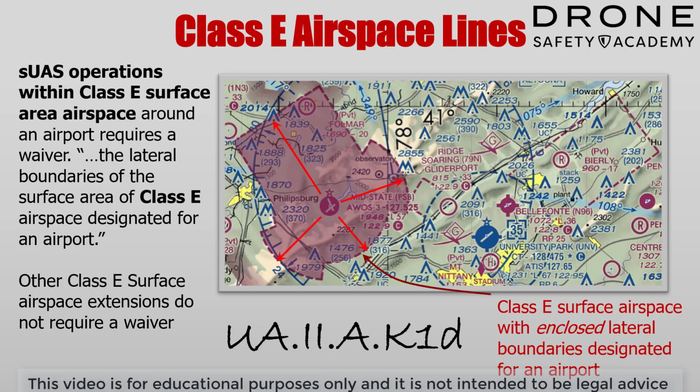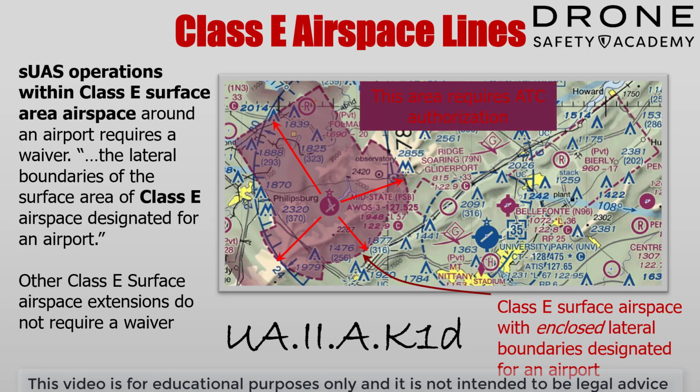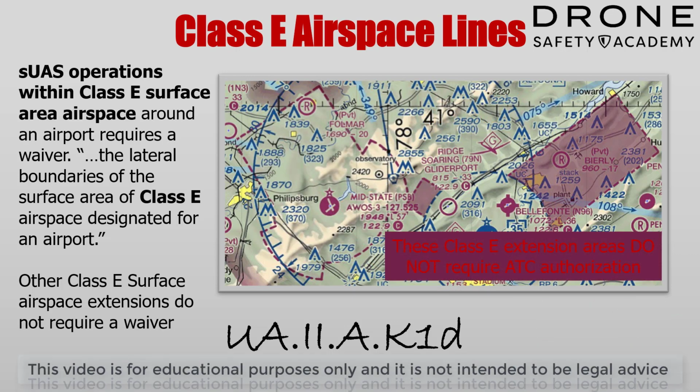With regards to operational safety and the exam, please understand this. SUAS operations within Class E surface airspace around an airport requires a waiver. The FAA has identified this as the lateral boundaries of the surface area of Class E airspace designated for an airport. In the example, the graphic has identified the lateral boundaries of the surface area of Class E airspace designated for an airport. All Class E surface airspace extensions do not require a waiver.